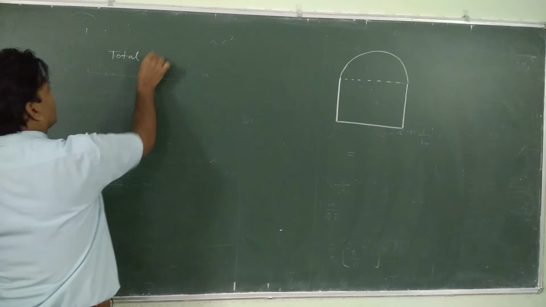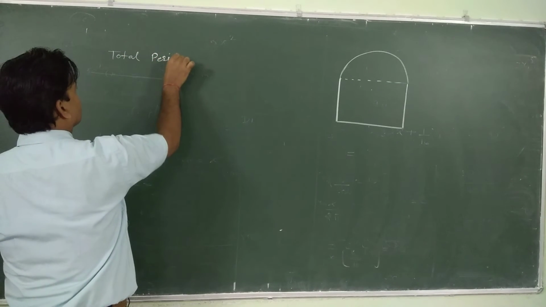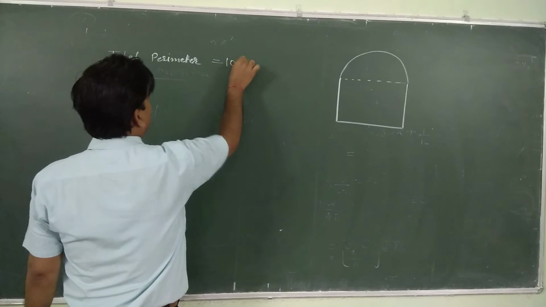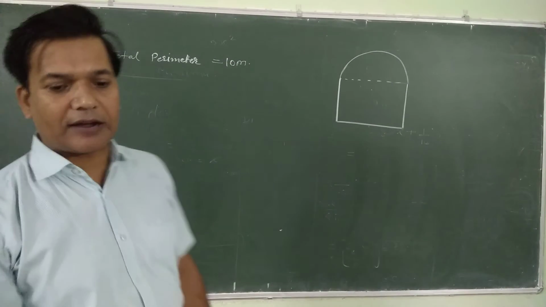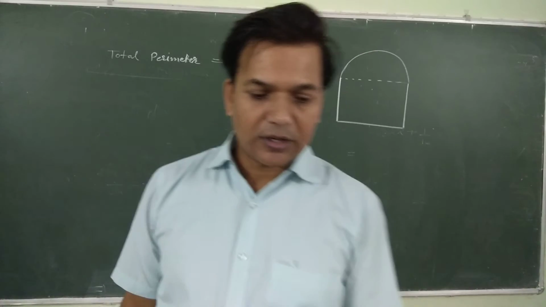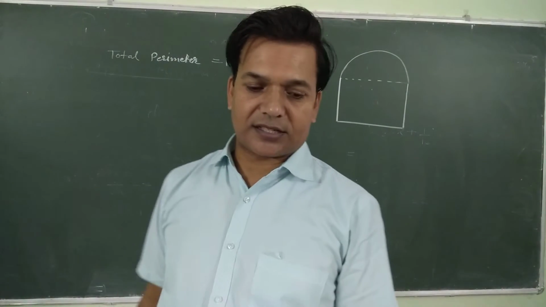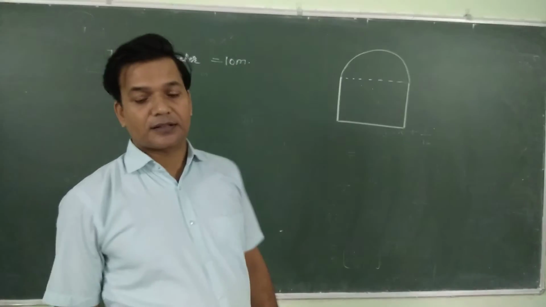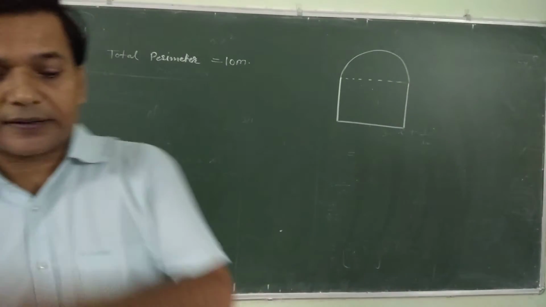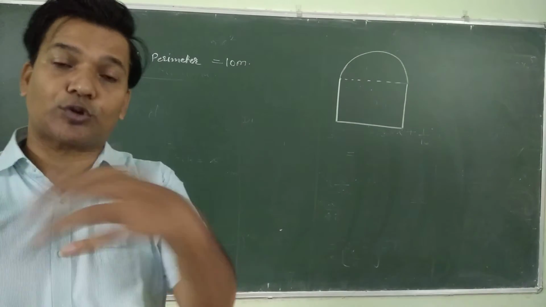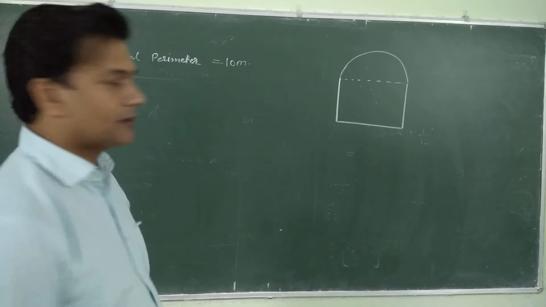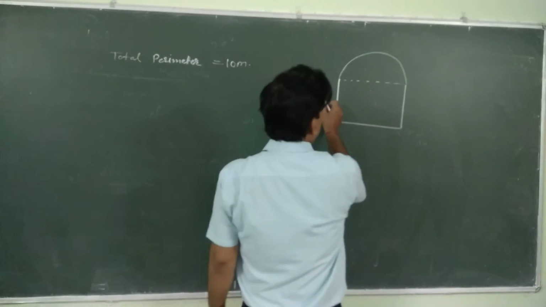Total perimeter of this window is 10 meters. And what we have to find out? Prove that the maximum light passes through this window. We have to maximize the area of this window, and for that, first we have to find out the radius and the side length.